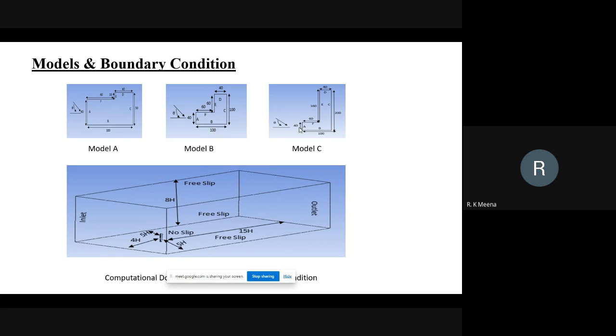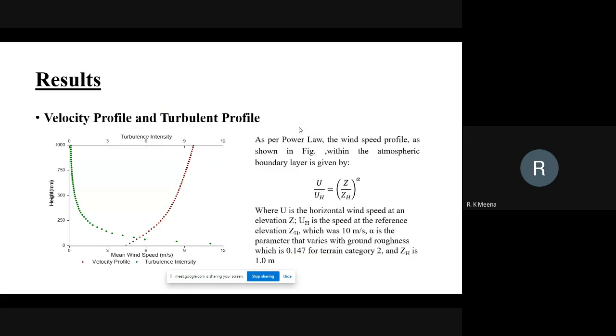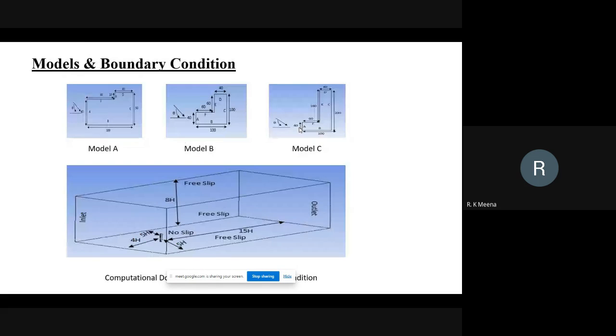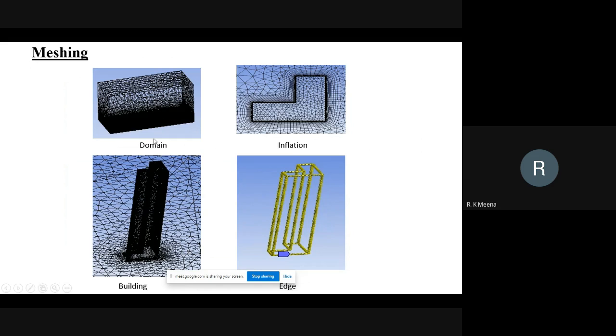The side walls are considered free slip walls. Here we can see the free slip wall on all the sides, and the ground is considered a no slip wall, and this building is also considered no slip. Now this is the inlet, this is the outlet, and this is the domain, a virtual wind tunnel to conduct this study. Now this is the meshing.